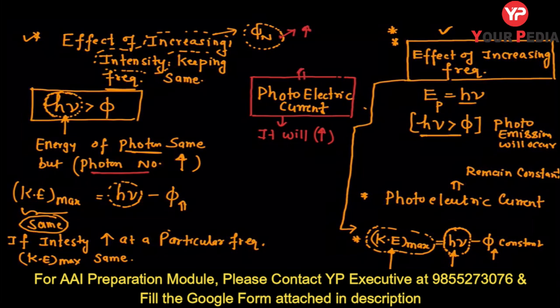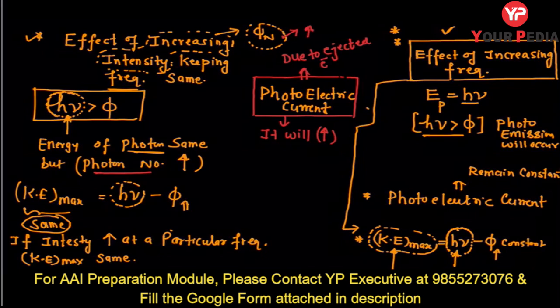This is the current due to ejected carriers, the electrons ejected or photo-emitted from the metal surface. So the more photons you fall, the more electrons will be ejected, and the more the photoelectric current. Hopefully clear. So this is a very important discussion. Okay, now see next.